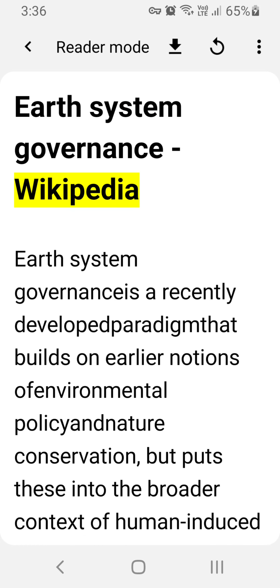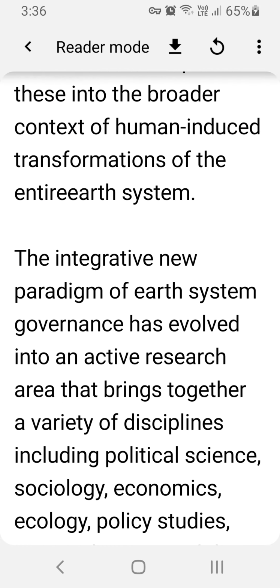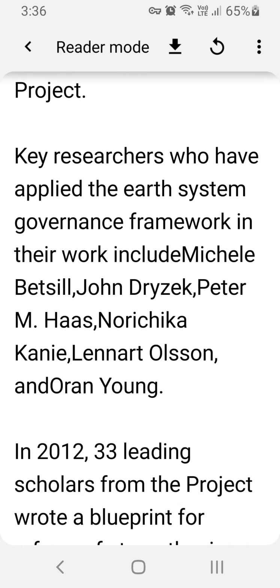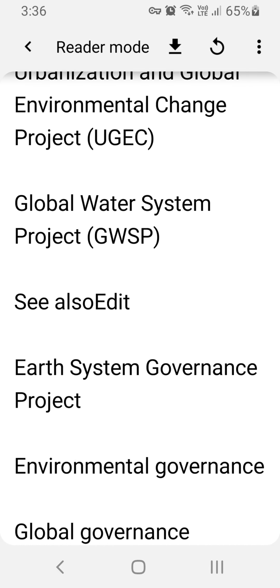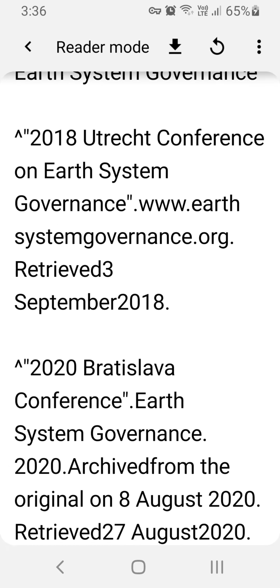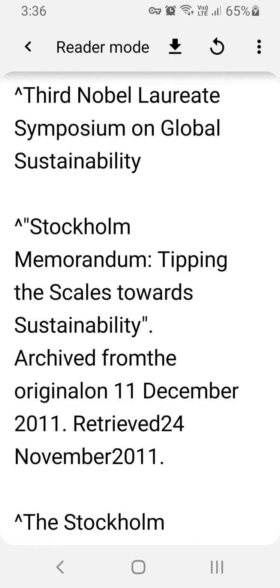Earth System Governance, or ESG, is a recently developed paradigm that builds on earlier notions of environmental policy and nature conservation, but puts these into the broader context of human-induced transformations of the entire Earth system. The integrative new paradigm of Earth System Governance has evolved into an active research area that brings together a variety of disciplines including political science, sociology, economics, ecology, policy studies, geography, sustainability science, and law.